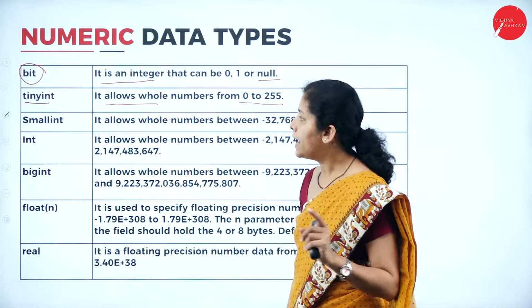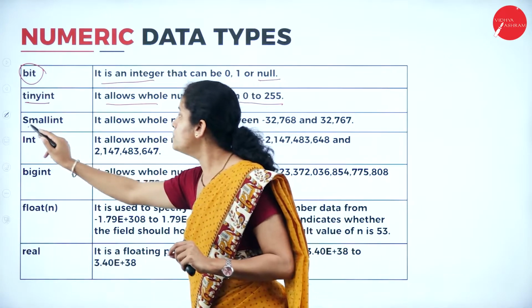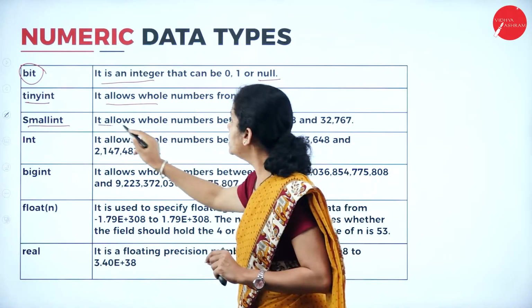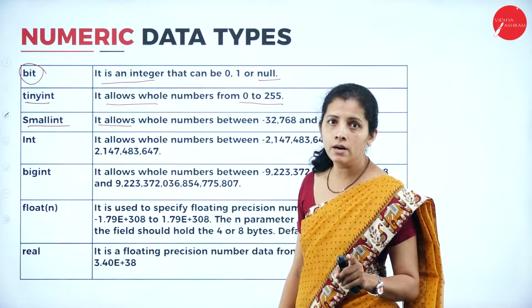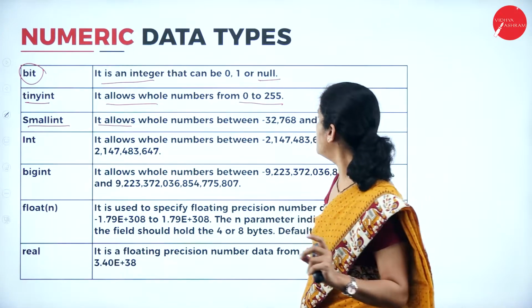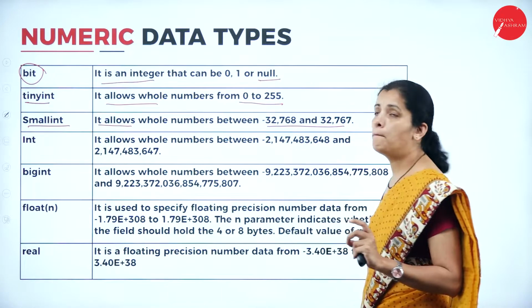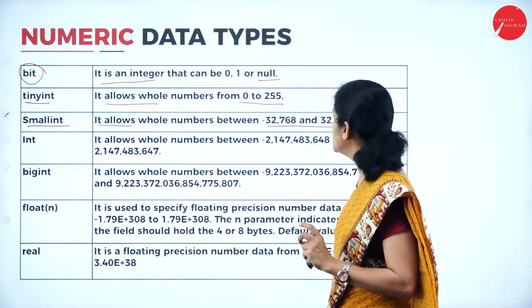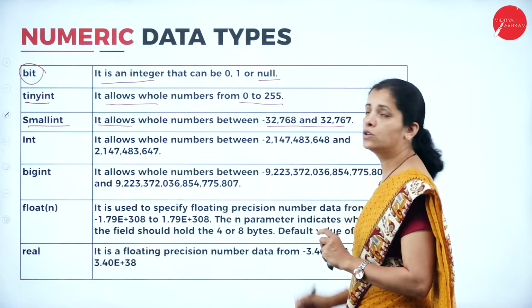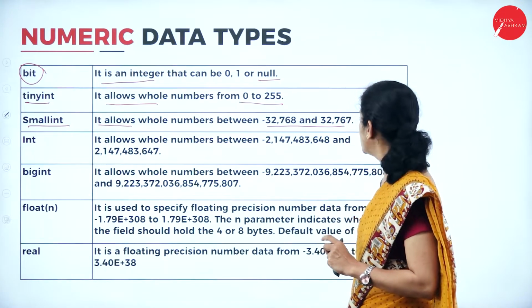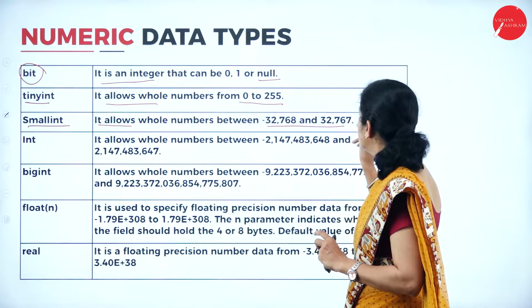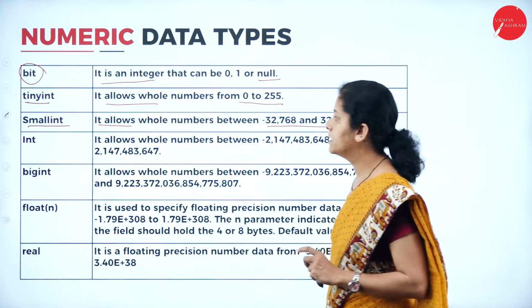And if I go with smallint, it allows whole numbers, that is nothing but complete numbers, and the range is minus 32,768 to plus 32,767.